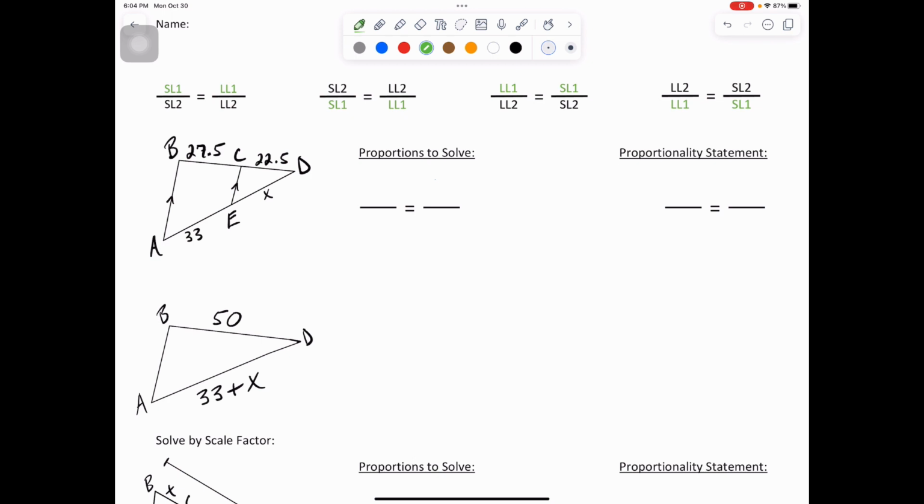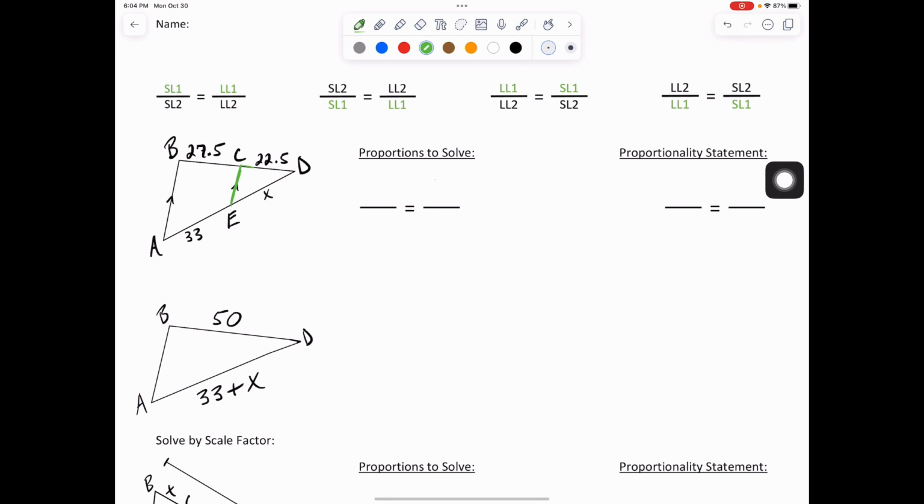Okay, for this next set of 4 problems, we will be working with when a line parallel to one of the sides of the triangle intersects the other 2 sides of the triangle, okay? So taking a look at this large triangle of ABD, BD was once a whole side of 50, and AD was once a whole side of 33 plus X. But then came this line of EC that intersects with line AD and line BD, now splitting our 50 into a 27.5 and a 22.5.